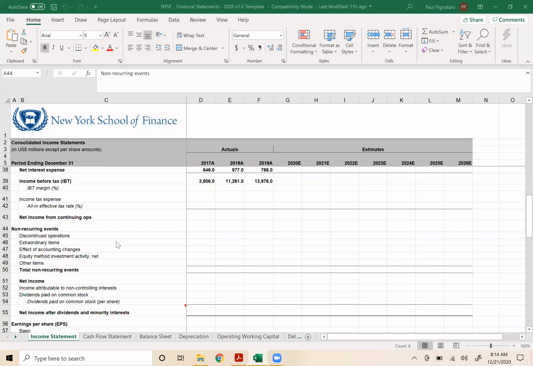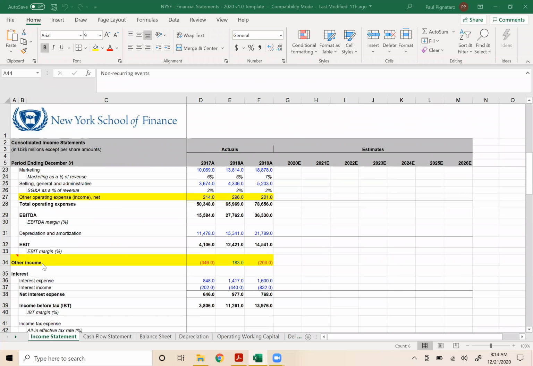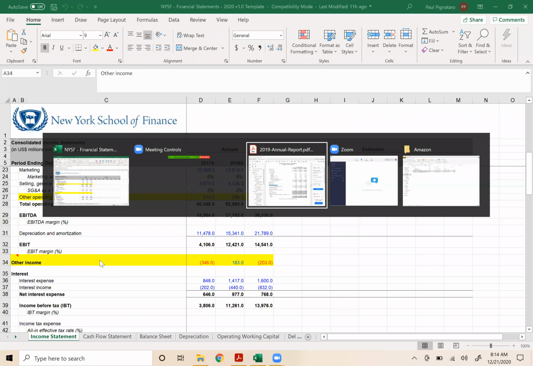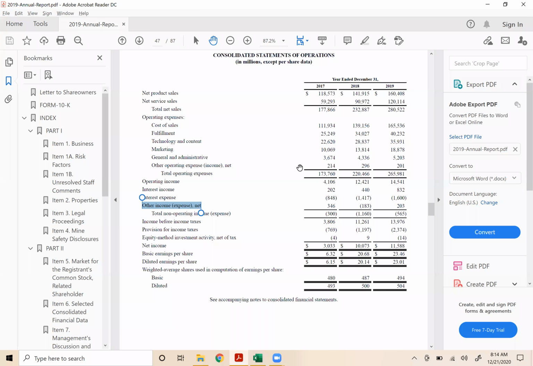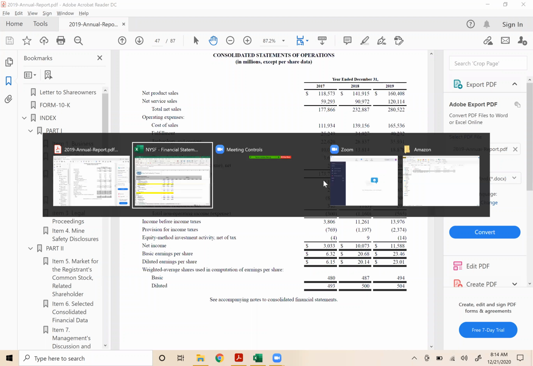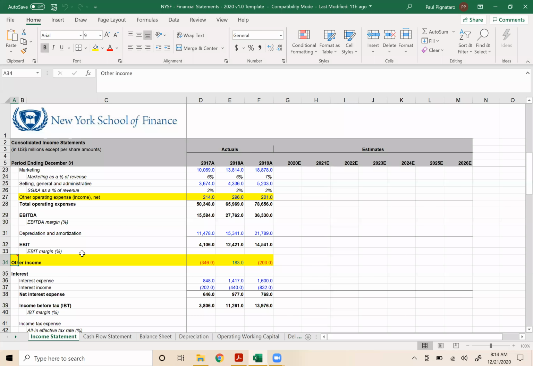So good example, and somebody just asked about it, is other income. This is where I'm going. So other operating expense, I'm going to keep it here. I've highlighted it because it said other, but because it says operating expense, I'm going to keep it in here. Now, other income, if you look at the annual report, right after other operating expense, they have other income. We, though, have a couple line items in between. We have EBITDA, we have depreciation and amortization, and we have EBIT.